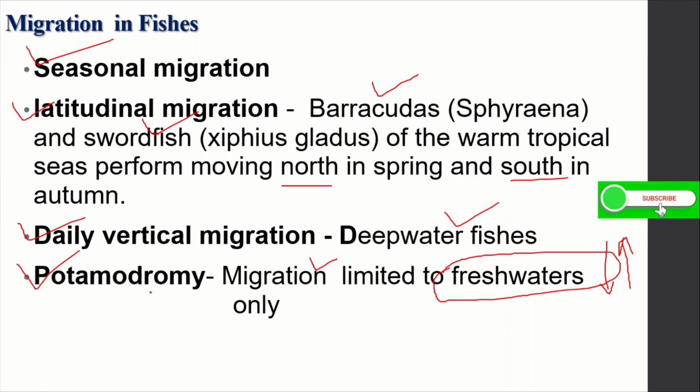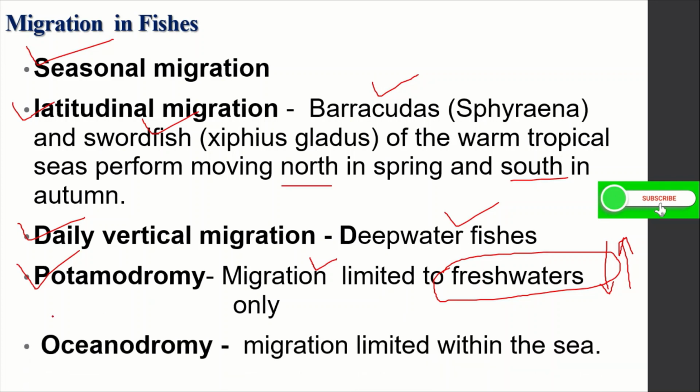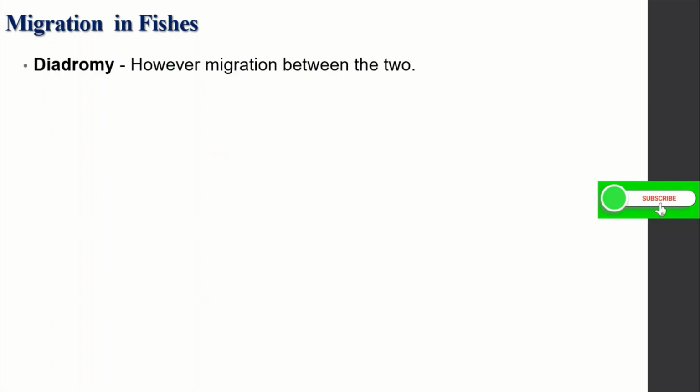The second type is called oceanodromy, related to potamodromy. Oceanodromy means migration limited within the sea. Potamodromy means migration limited to freshwater areas, and oceanodromy means migration limited within the sea water. Then again there is diadromy.